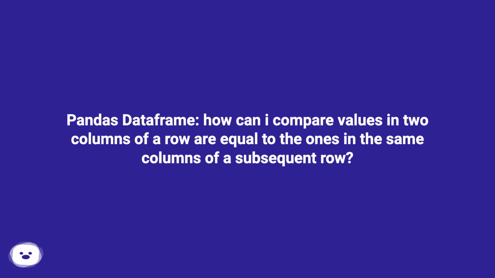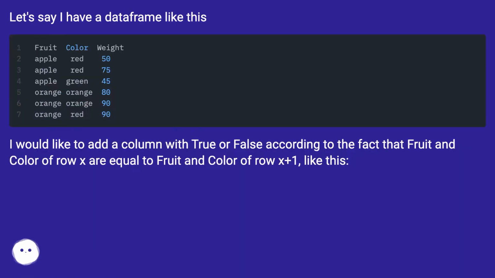Pandas DataFrame: how can I compare whether the values in two columns of a row are equal to the ones in the same columns of a subsequent row? Let's say I have a data frame like this.